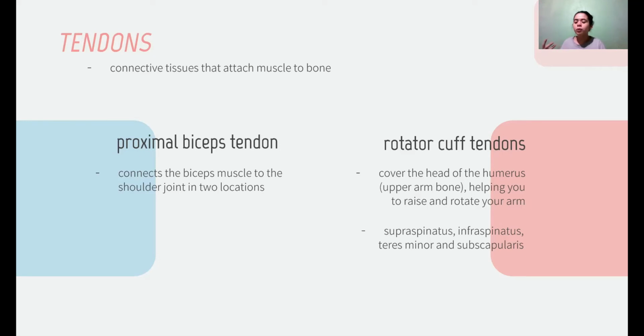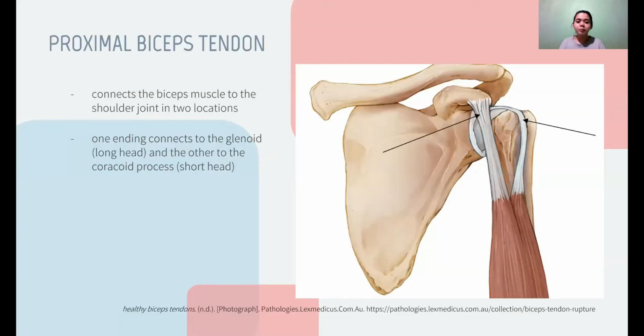They help you raise and rotate your arm, and they're made up of four distinct muscles, namely supraspinatus, infraspinatus, teres minor, and subscapularis. That's some tongue twister.